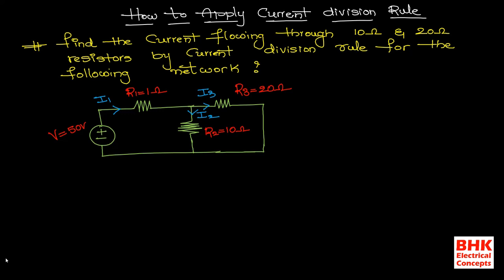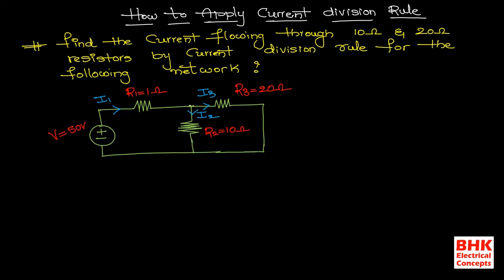Hi friends, in this video we are going to discuss how to apply the current division rule in the given networks. Okay, so actually the concept of current division rule is what? Whenever the current is divided at the junction point, to calculate those divided currents from the junction point, we need to find the currents which are flowing in the individual branches.